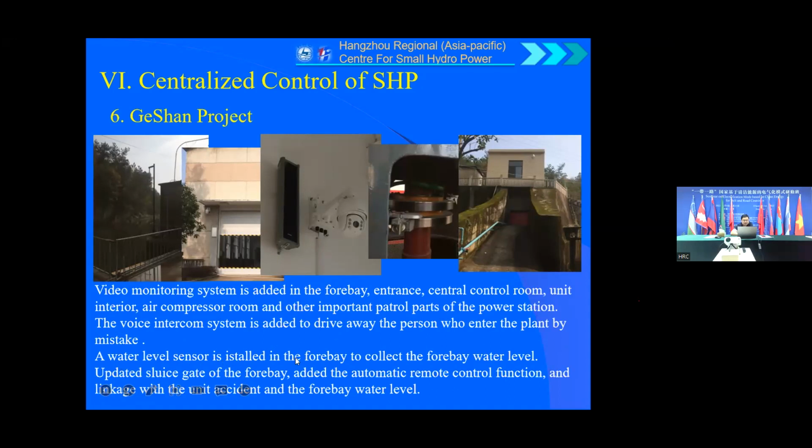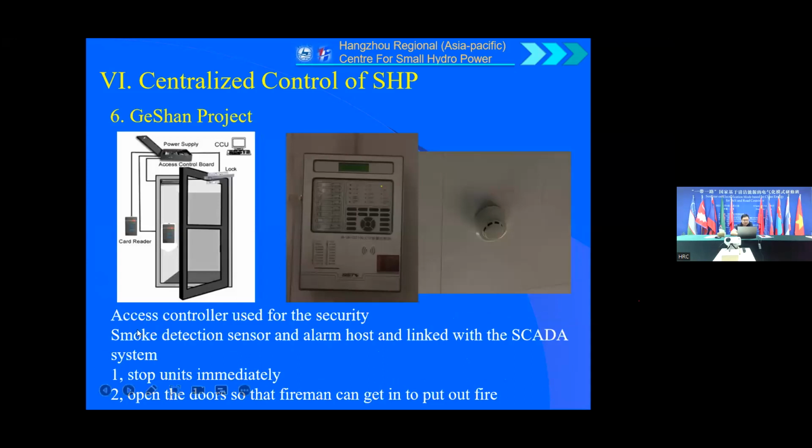A water level sensor is installed in the forebay to measure the forebay water level. After this, the gates of the forebay have automatic remote control functions, linked with unit accidents and the forebay water level. If the water level reaches the high limit, we will lift the sluice gate. This is the access control used for security. A smoke detection sensor and alarm host are linked with the SCADA system. If there is a smoke alarm signal, we will stop the unit immediately and open the door so that firemen can get in to put out the fire.